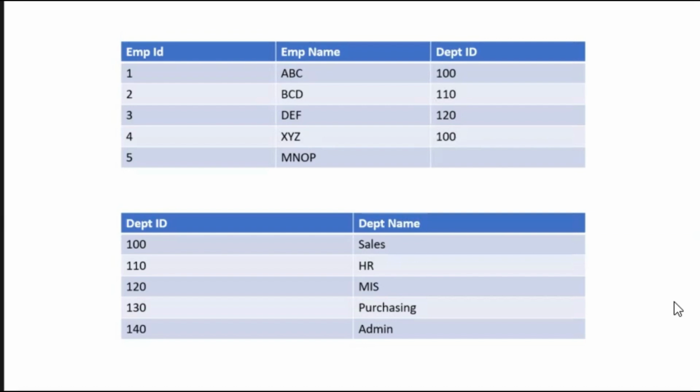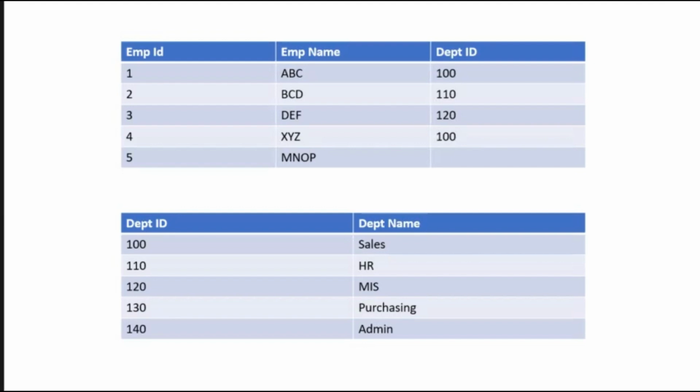I'll explain once again. In this table, you have employee ID, employee name, department ID. Now, department ID does not give you the department name. If you want to know which department does employee ABC belong to, you will only get 100 from here. Then you take the value of 100, go to the department table and look up the department name corresponding to 100, which is sales and marketing.